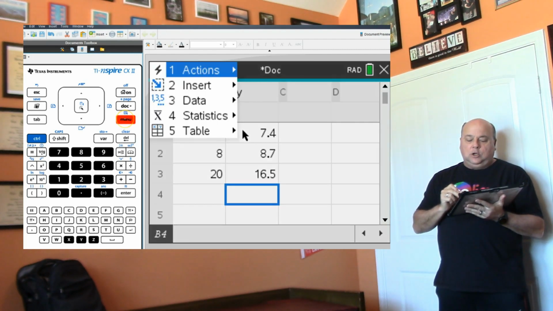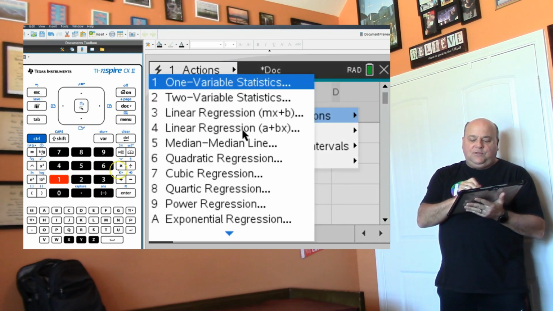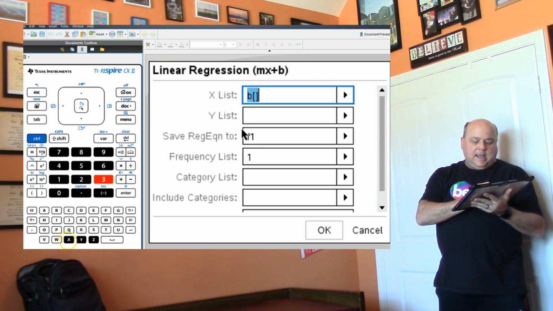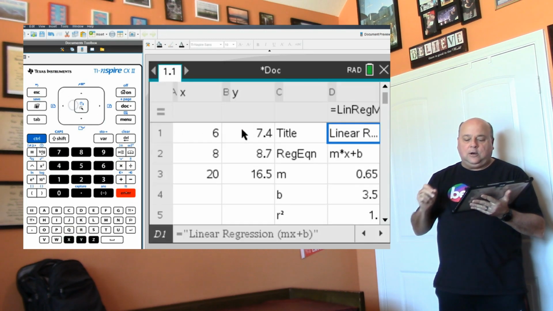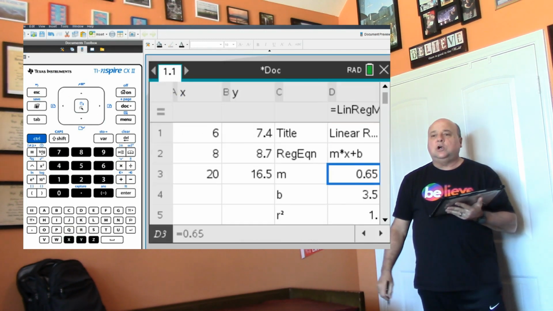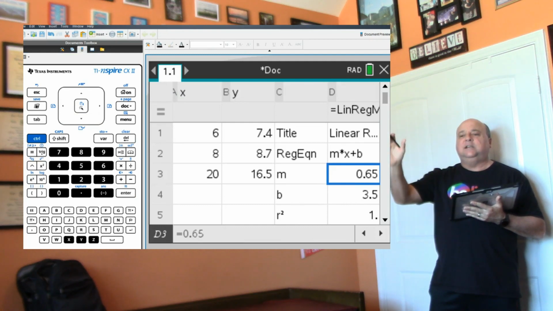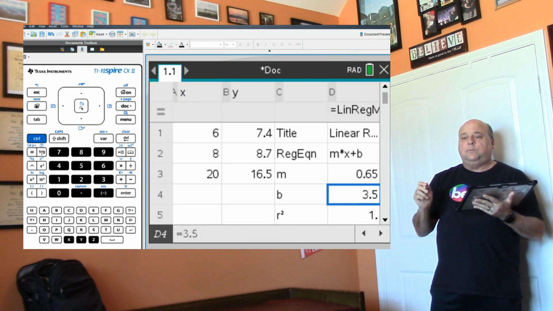So we're going to do menu. We're going to do statistics. We're going to do stat calculations. And then we want a linear regression 3. Menu 4, 1, 3, X down, Y down, and then hit enter, and bam. This is our slope right here, 0.65, which means it costs 65 cents for every gizzard. And our starting cost for the drink is 3.5.